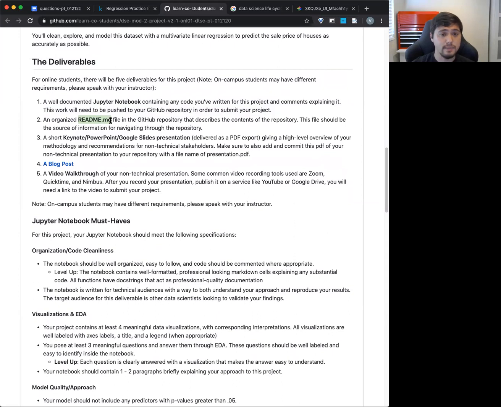Otherwise, I'll give you guys some sample READMEs. But usually this is going to be basically a summary. So if someone looks up your GitHub repo and sees what your project is, they can quickly look at the README and understand, one, how should I run this? Two, what was the goal of this repo? And three, maybe overall analysis and things like this.